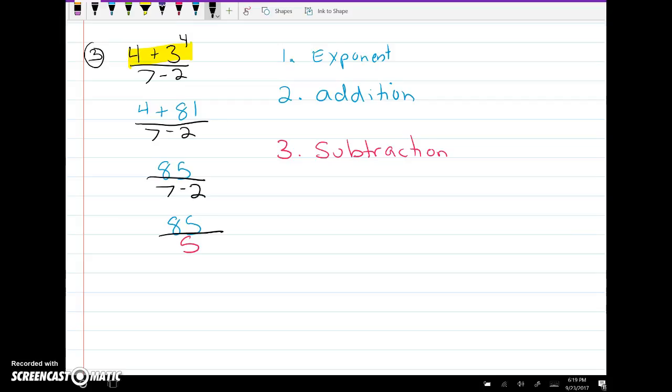And finally, my last step, because I'm doing it all together, let's do green. Step 4 is going to be division, because that's what my fraction bar tells me to do, to divide. 85 divided by 5 is 17. And that, my friends, is the final answer.